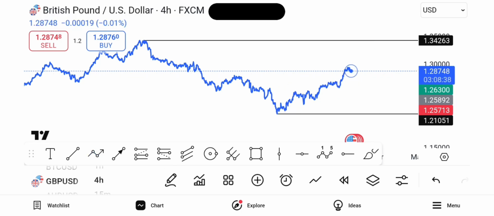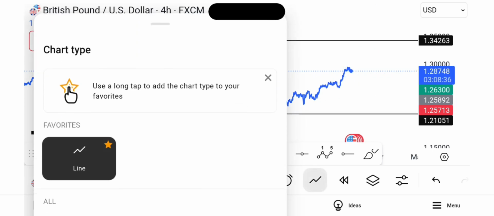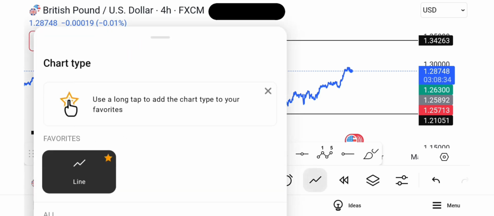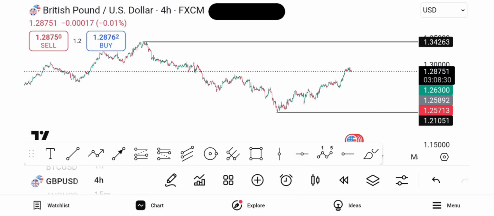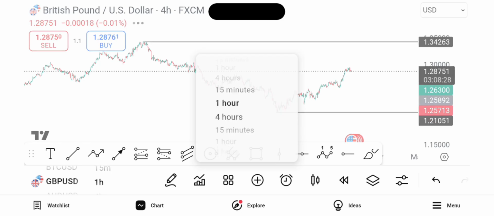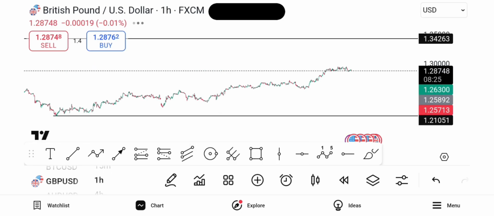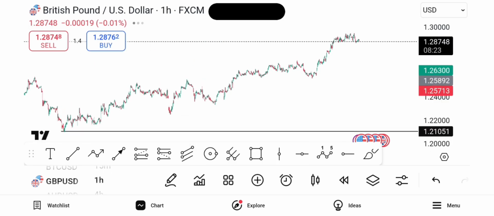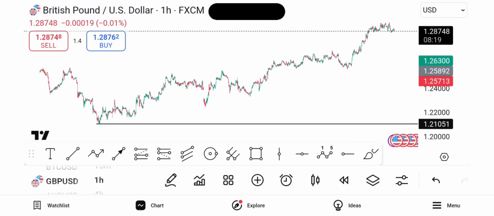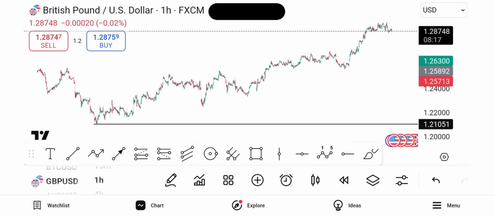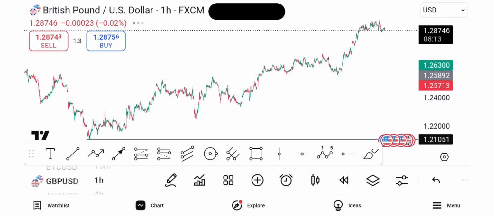Let's get back on the chart. Let's scale down to the 1 hour time frame and see what's there. Here we see the market is now in an uptrend. The same thing applied to 4 hour, where the market was in an uptrend. So we see the market is in an uptrend here.